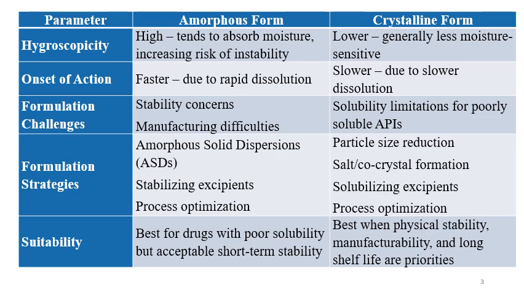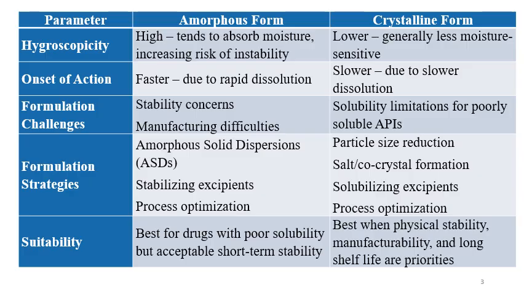So for some of the crystalline forms, for some of the APIs, the solid dispersion technology may be used. Then amorphous form, solid dispersion may also be prepared. Formulation strategies may be same or different for these two forms. Amorphous form, solid dispersion, these are called ASDs, stabilizing excipients, process optimization. Crystalline form, particle size reduction, salt co-crystal formation, solubilizing excipient use and process optimization is important. Here, one thing I want to add, that you can use solid dispersion technology for both the forms, amorphous form as well as crystalline form.